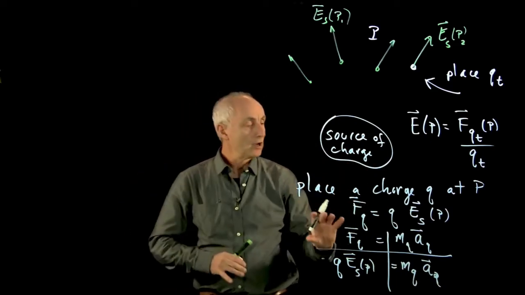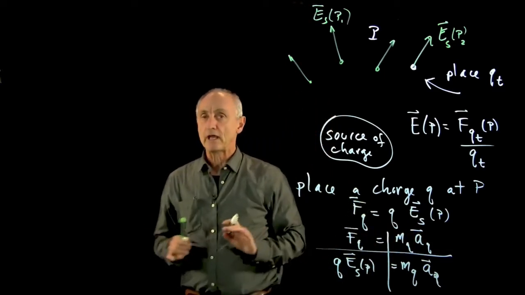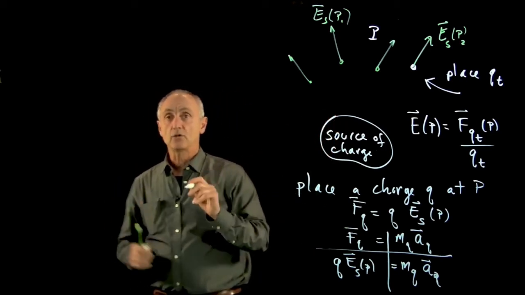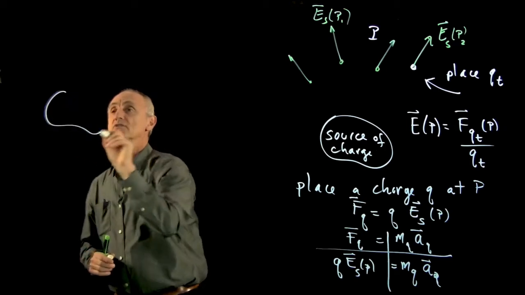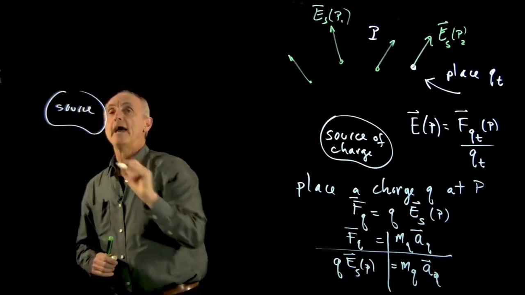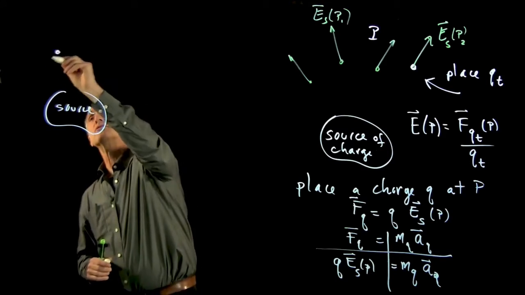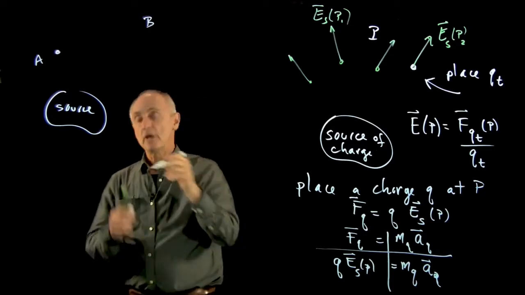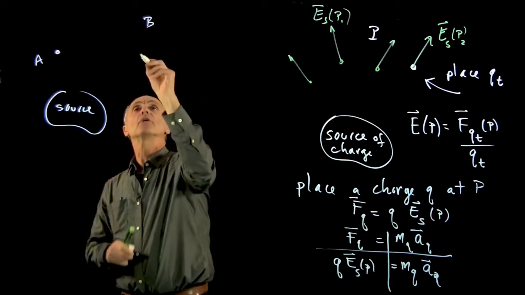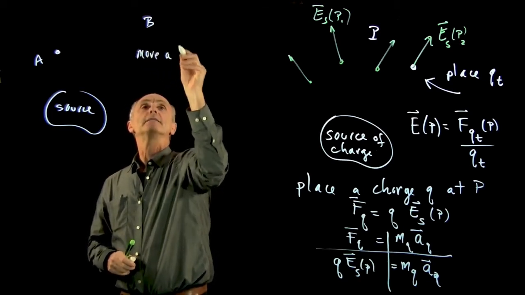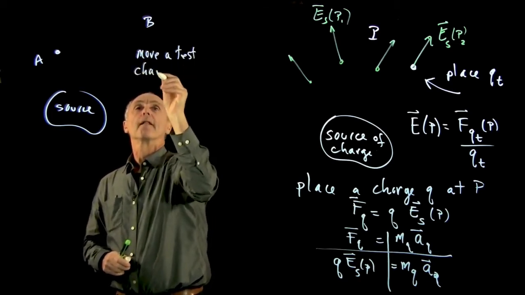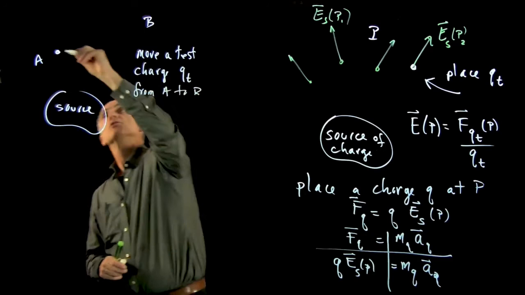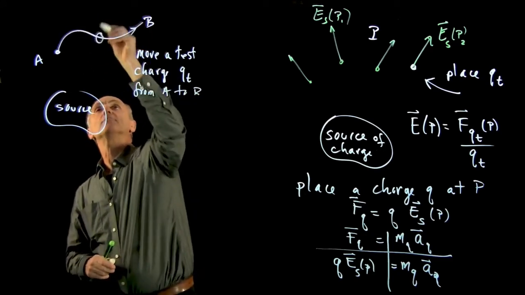Now, in mechanics, we talk about Newton's second law, but we also have our energy principle. And we want to introduce an analogous idea to handle energy concepts. So once again, let's consider a source. And this time, we want to consider 2 points in space, A and B. What we'd like to do is imagine that we're going to move a test charge, Q test, from A to B.